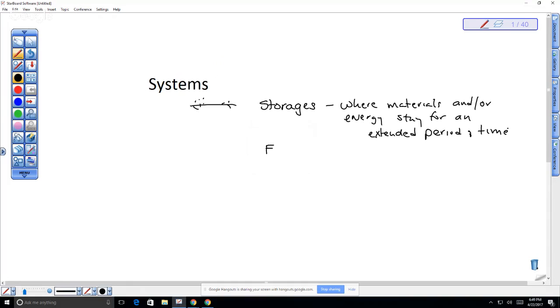But we also have substances flowing, so we can talk about flows, and this is where we have the movement of materials and energy between the storages. So when we breathe out, for example, we breathe out carbon dioxide, and this is sending that carbon dioxide from our bodies, where it's been stored, out into the atmosphere.